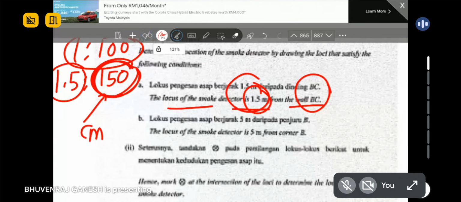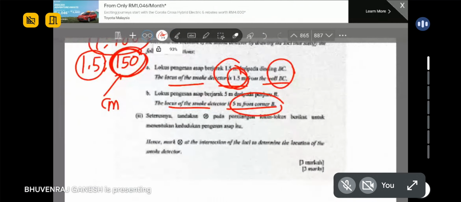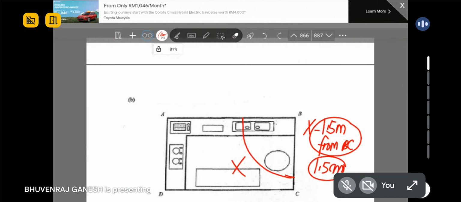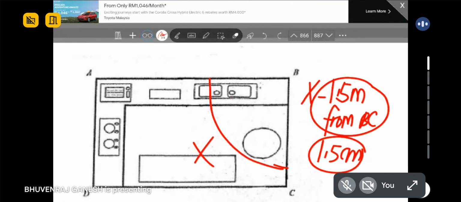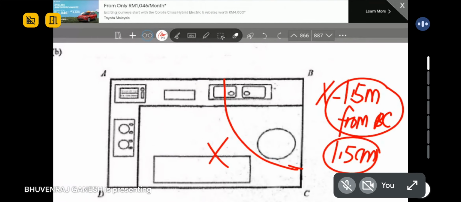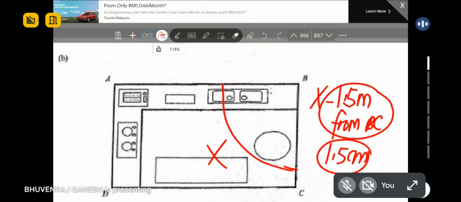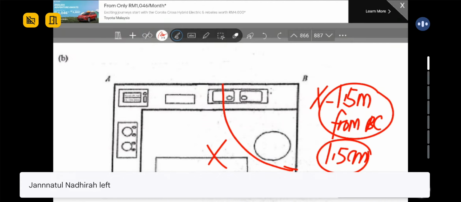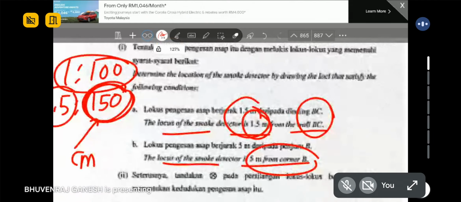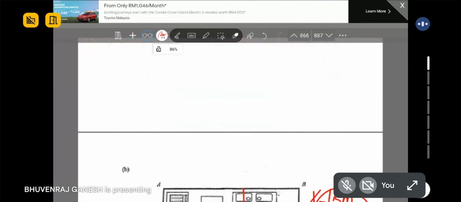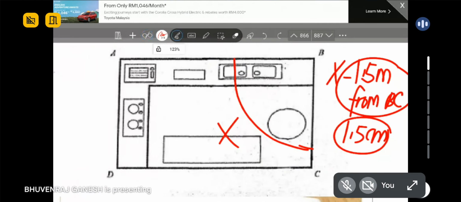Okay, so they say locus of smoke detector is 5 meter from corner B. 5 meter from corner B. So, they say 5 meter. So, kamu kena fikirlah macam mana boleh 5 meter. Okay. So macam mana dia akan nampak? Okay, it will actually look like a straight line lah guys. Wait lah guys. Sorry. Part A lah guys. Part A, saya kena lukis garis lurus. Sorry ya, saya buat silap.